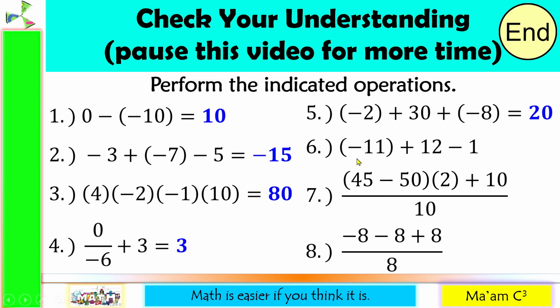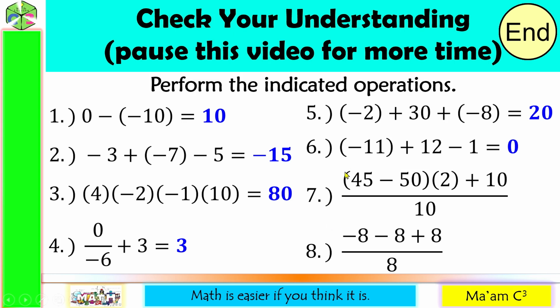Number 6, -11 plus 12 minus 1. So we will just remove the parentheses here. -11 plus 12 is positive 1. Minus 1 is equal to 0.